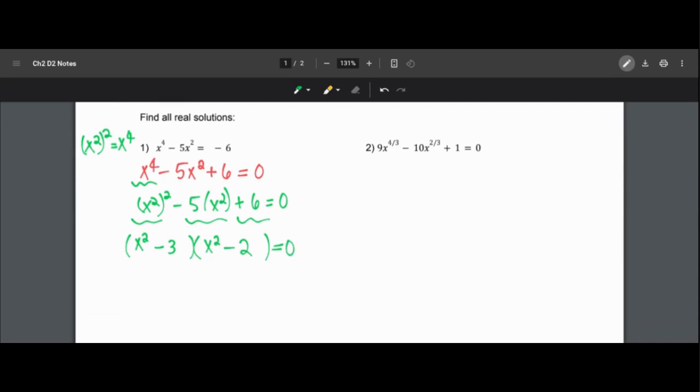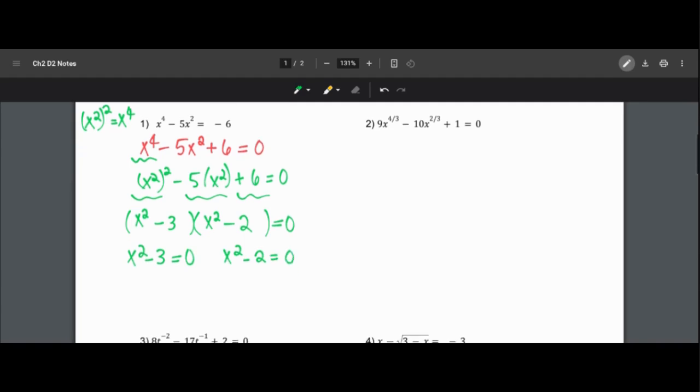Now we're going to use the zero product property. If I have two things being multiplied and they multiply to give me 0, then either the first thing, x squared minus 3, has to equal 0, or the second quantity, x squared minus 2, has to equal 0. At this point, you just solve. Add 3 to both sides, you get 3. When you square root both sides, make sure that you say plus or minus. So x equals plus or minus square root of 3. Then x squared equals 2: add 2 to both sides, take the square root, and again say plus or minus, so it's plus or minus root 2.